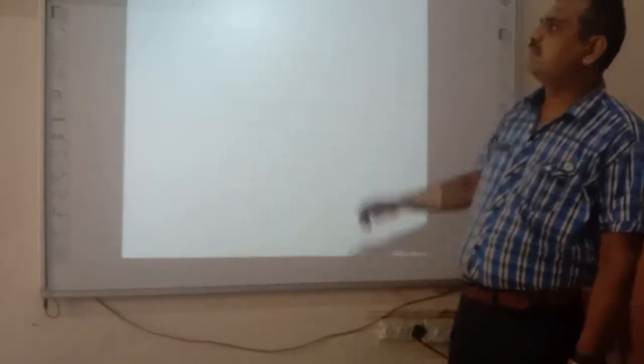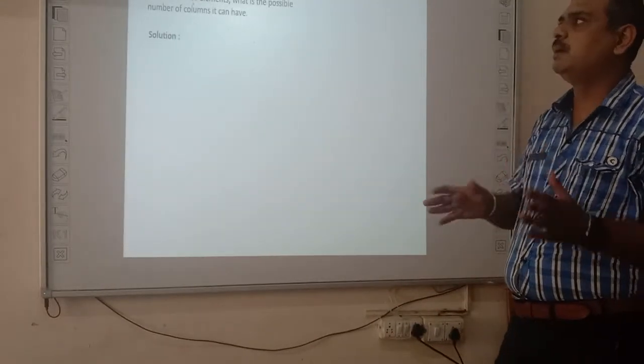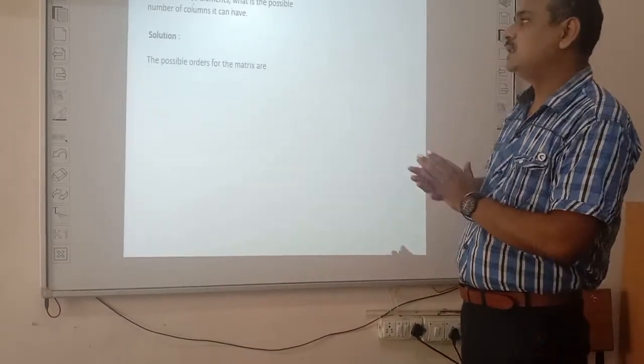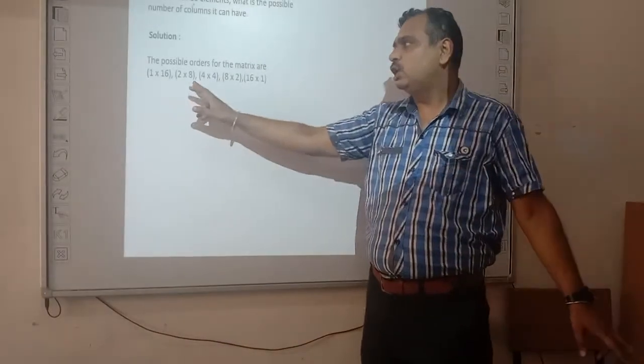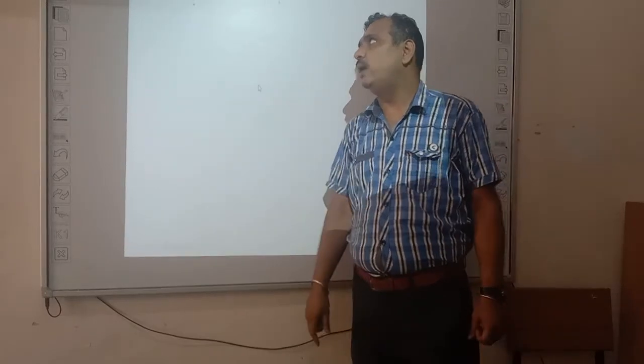Then let's take one more example. The matrix has 16 elements. What are the possible numbers of columns it can have? Let's think about factors of 16. The possible orders of the matrix are 1 into 16, 2 into 8, 4 into 4, 8 into 2 and 16 into 1.